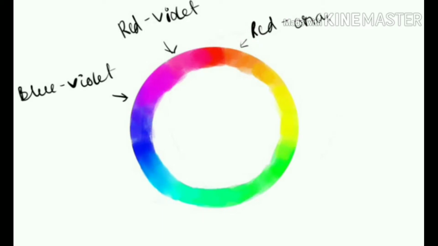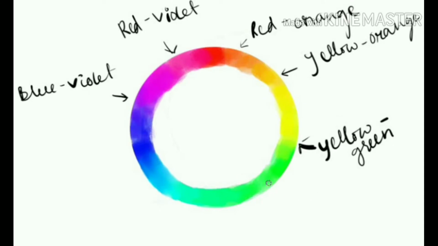So here violet and red form red violet, then blue and violet form blue violet, red orange, yellow orange, yellow green and blue green. These are named this way for our convenience, so we right away know what is forming what. And there are a lot of colors in every part of the color wheel, but these three are the basics: the primary, secondary and the tertiary colors.